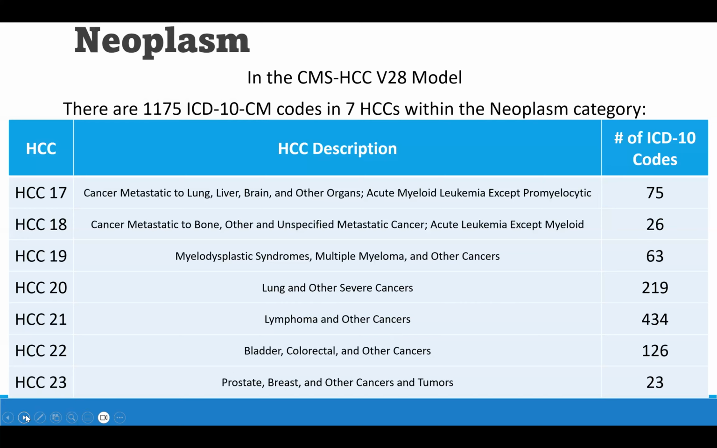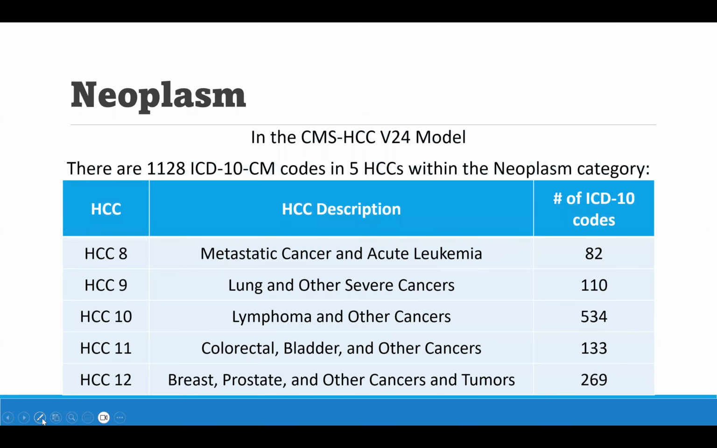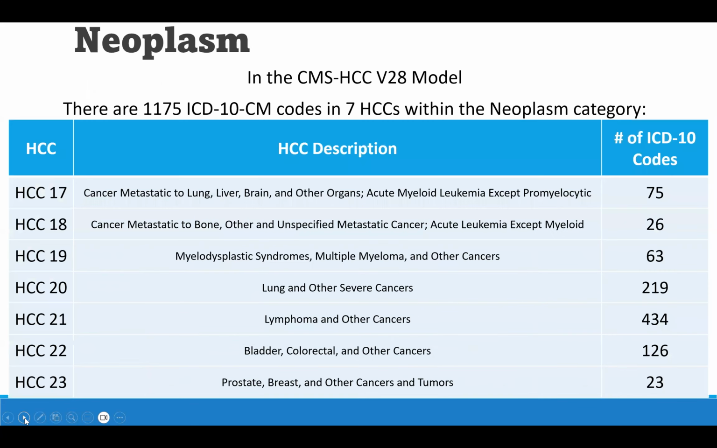So let's just back up one. There were 1,128 codes in V24. There's about a little less than 50 more codes in the V28 model. Now, when I say a little less than 50, there were some that were removed and then there were some that were introduced. So it's not just 50 new codes. It's a net increase of a little less than 50.